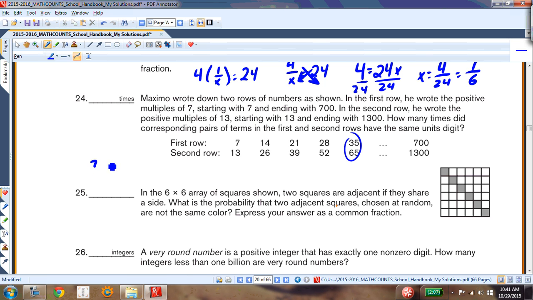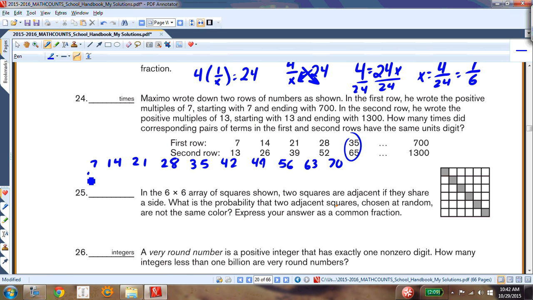So I'm just going to repeat what he has here: 7, 14, 21, 28, 35, 42, 49, 56, 63, and 70. I'm only going to go up to 70 because then it starts repeating, right? Because then I have 77, 84. Notice the units digits are repeating, so I don't need to do that. Whatever I have, I'm going to have it repeated 10 times because I'm going up to 700.